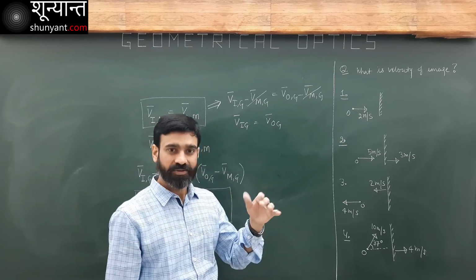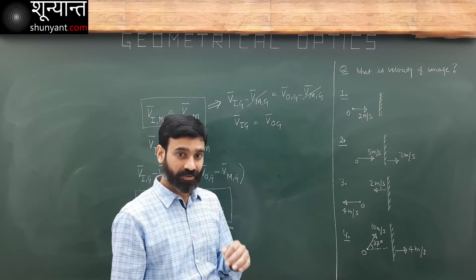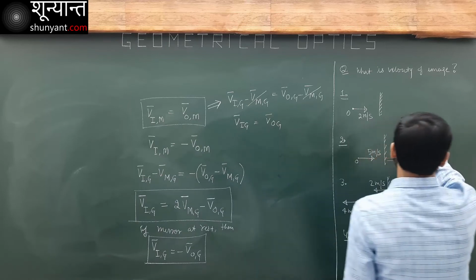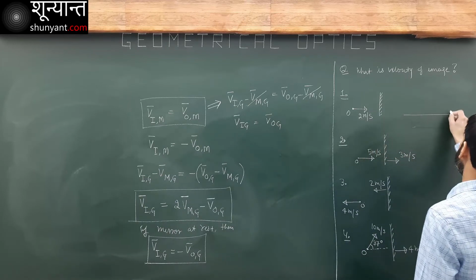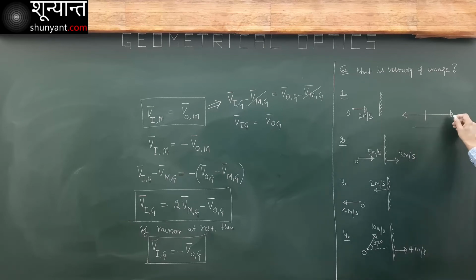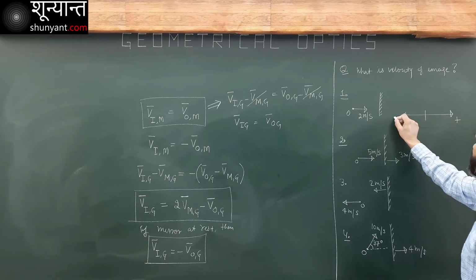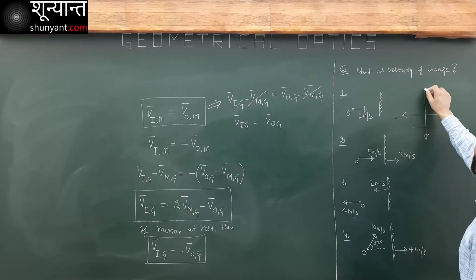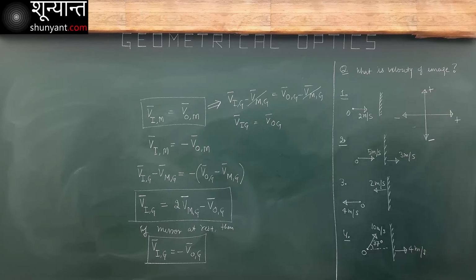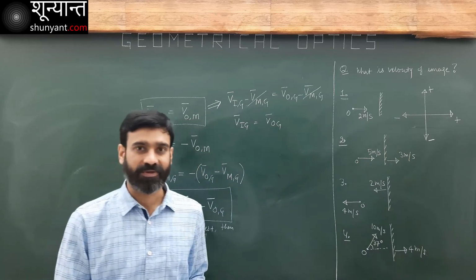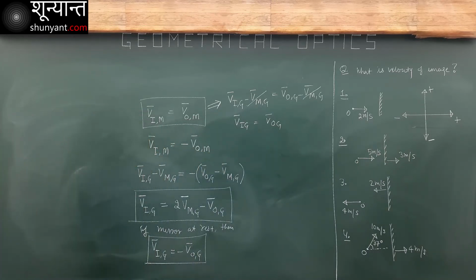You can use i, j and k, but that is not required. What we can do is make use of positive and negative signs. Let's take velocity towards right as positive, towards left negative, upward positive, downward negative. Instead of writing i, j and k, I can make use of positive and negative sign. It's all the same. It makes no difference. It's just a matter of choice.